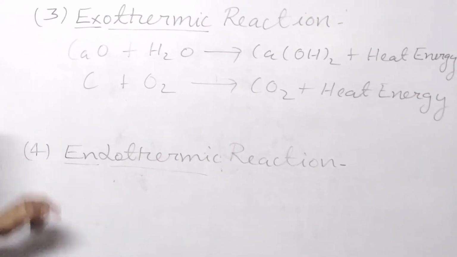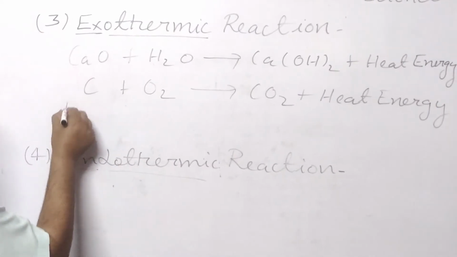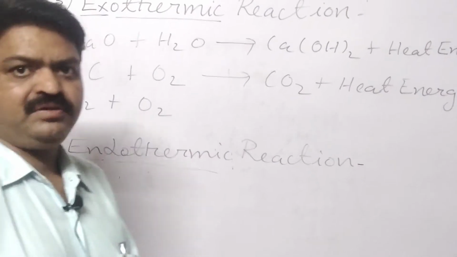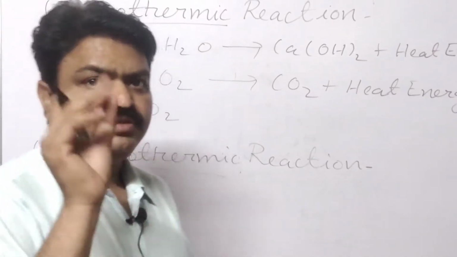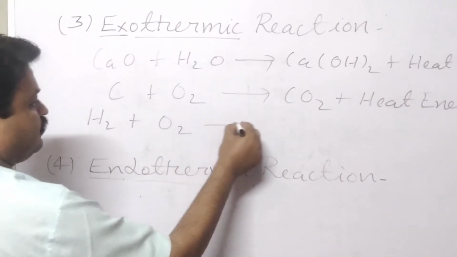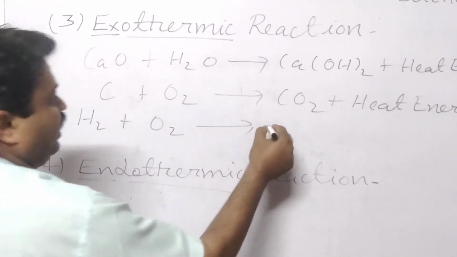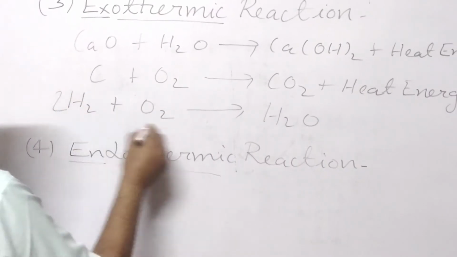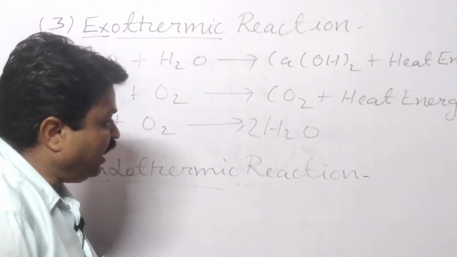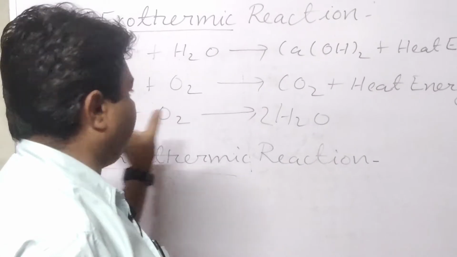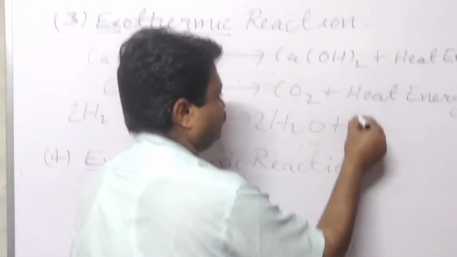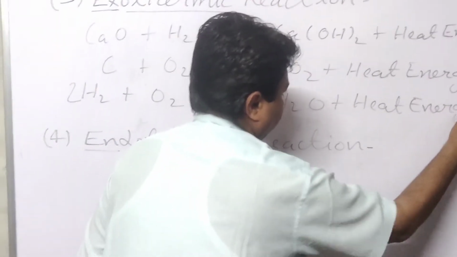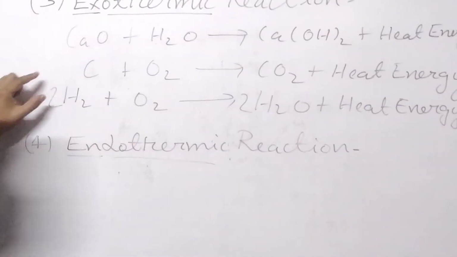Like this, when we react hydrogen and oxygen gas, student, then what is produced? H2O is produced, and in this reaction also heat energy is released. So these are some examples.